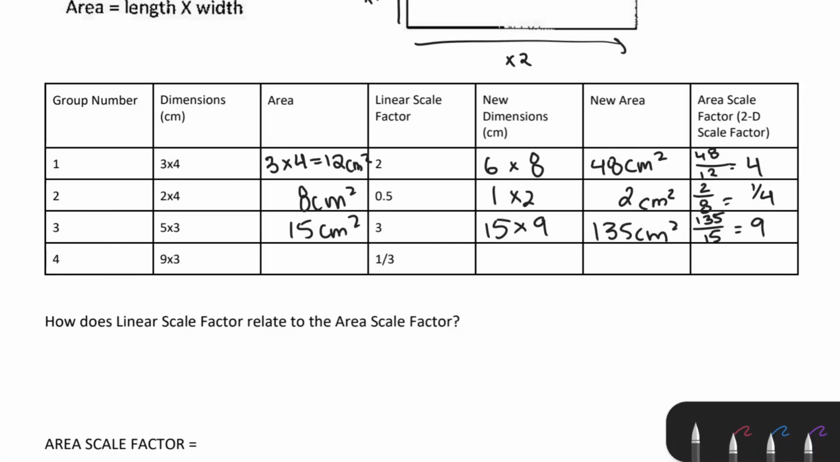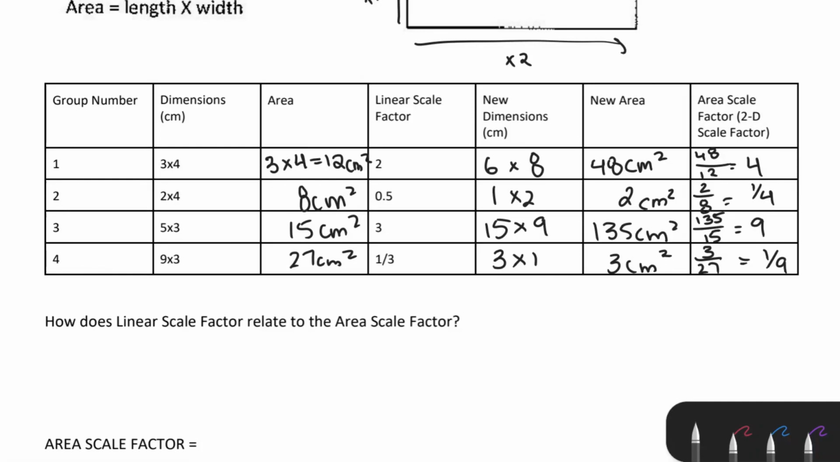We'll do one more, then we'll see if we can recognize the pattern. 9 by 3 is 27 centimeters squared. If I'm scaling back by a third, so each length is 1/3 as long, I have something that's 3 by 1. I go down to only having an area of 3. Again, looking at that scale factor, 3 divided by 27 reduces down to 1/9.